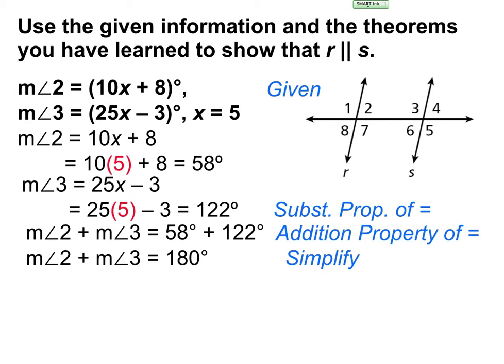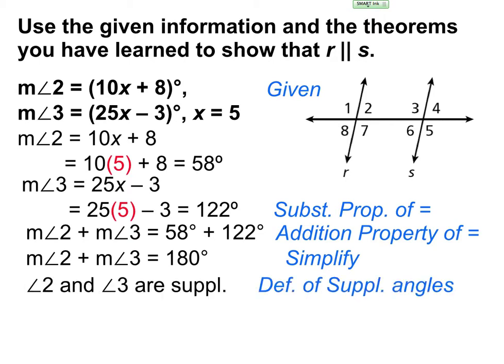So Jacob, what do I know about angle 2 and 3 now? What can they be called? Supplementary, by definition of supplementary angles. And then I have angle 2 and angle 3 supplementary. Look at the picture. Angle 2 and angle 3 are what kind of angles, Michael? Are they corresponding or what? Same side. Okay, so we have same side interior angles that are supplementary, so what can we conclude?